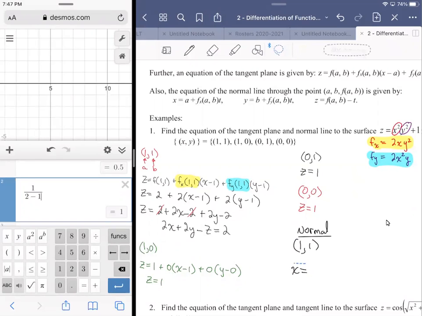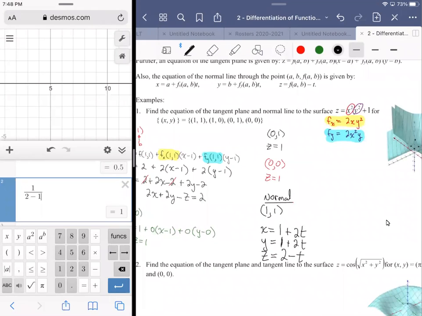So plugging in a 1 for a, the 1 plus my first order partial, we discovered that way back when as being equal to 2, so 1 plus 2t. Y is going to be equal to 1 also plus 2t. And z, evaluating the function, gave us a 2, so 2 minus t. So that would be the normal line. It's normal to the plane.